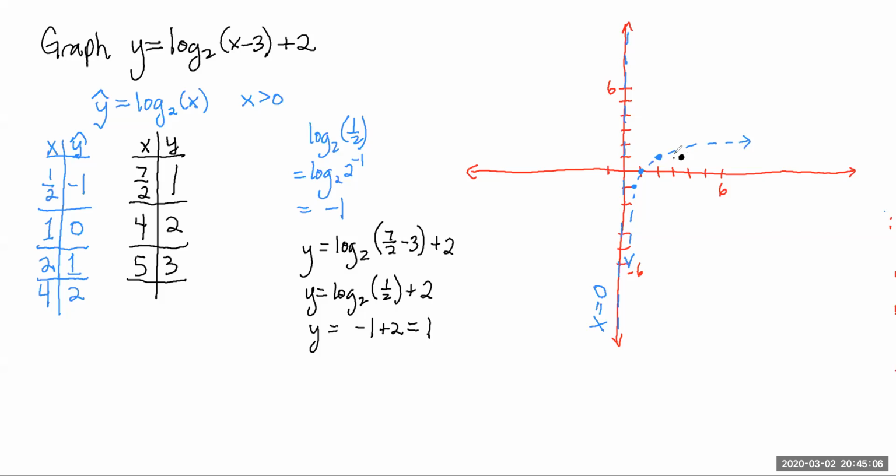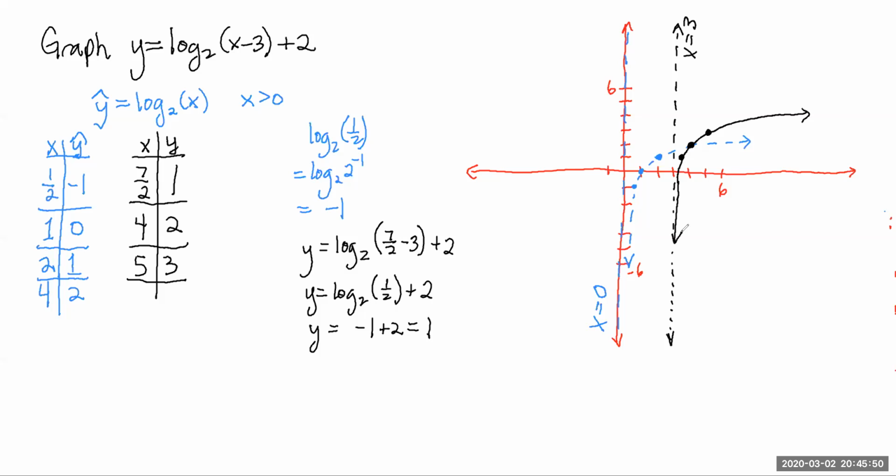Oh, I should move the vertical asymptote. How do we move this vertical asymptote? Make sure you go 3 units to the right. This vertical asymptote is called x equals 3. And we have 4, 2, right about there. What else we have? We have 5, 3. 5, 3 is about here. And let's make our logarithmic graph. This is the one we want. And there it goes.